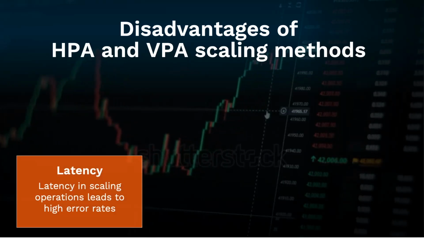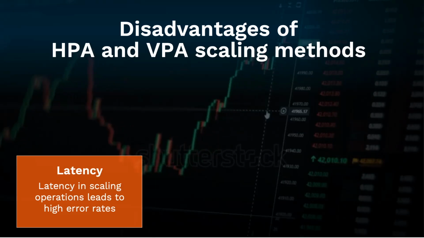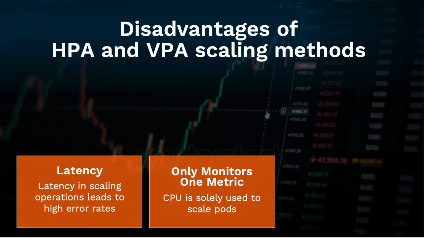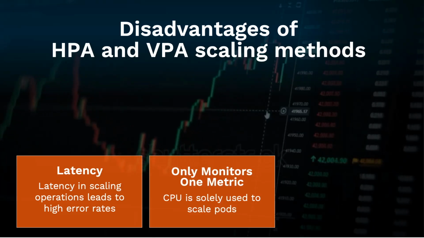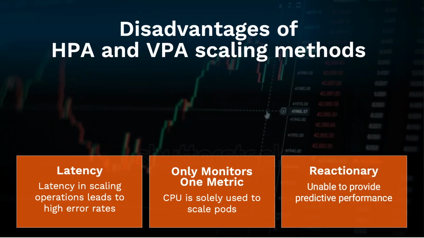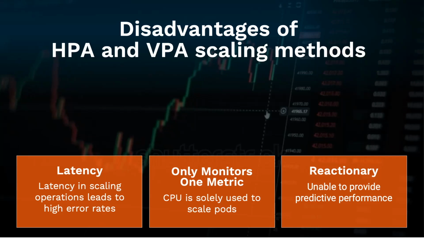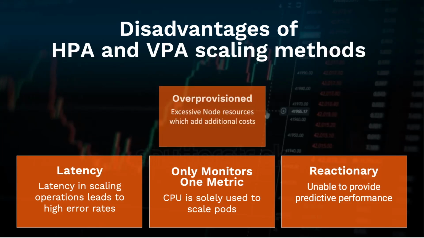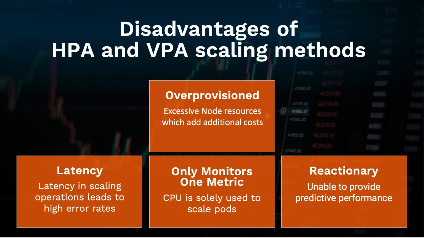Well, that's latency. Latency in scaling operations leads to high error rates. They also only monitor one metric. CPU is solely used to scale those pods. And they're also reactionary, unable to provide predictive performance. And that leads to over-provisioning. Excessive node resources add additional costs.